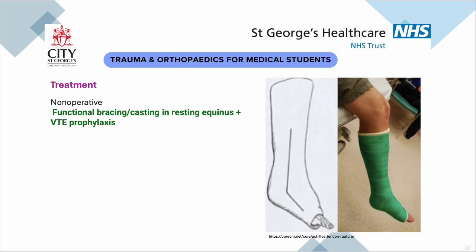The majority of these injuries are treated non-operatively with either functional bracing or casting in an equinus position. This can be done in a cast or in a walking boot with heel wedges, which are sequentially removed to bring the foot back into the neutral position. It is important that DVT prophylaxis is undertaken due to the prolonged immobility of the lower limb.